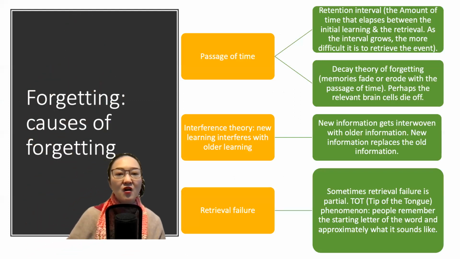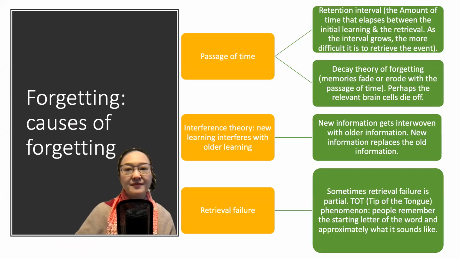Forgetting. Causes of forgetting. Passage of time, retention interval, the amount of time that elapses between the initial learning and the retrieval. As the interval grows, the more difficult it is to retrieve the event. Decay theory of forgetting: memories fade or erode with the passage of time. Perhaps the relevant brain cells die off.